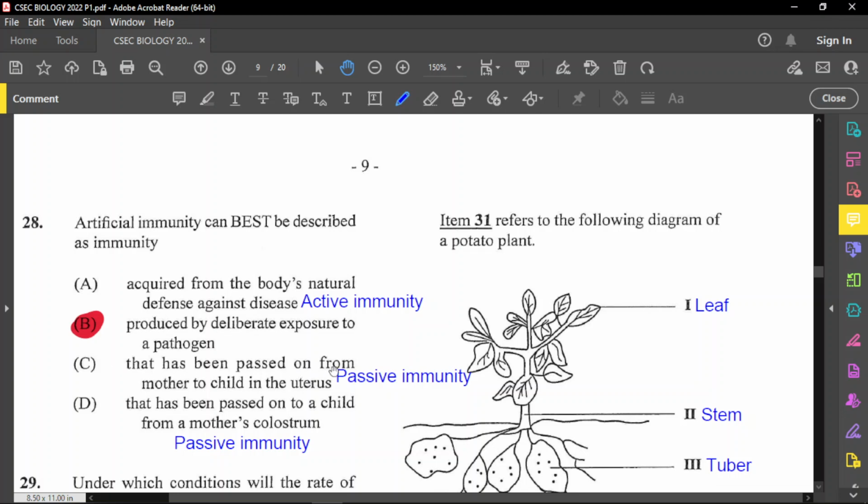C, has been passed from mother to child. That is also what we call passive. And also through breastfeeding, because colostrum is from the mother's milk, right? The first colostrum is really the first milk. And so that is also passive. So active is you producing that natural immunity. Passive is getting it from mother to child. And artificial is creation of the immunity by man. All right. And so question number 29.